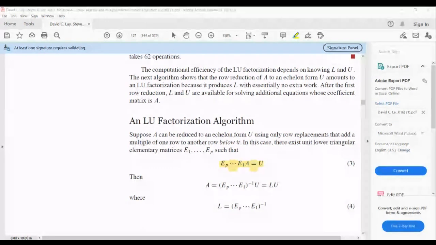And that means that the matrix A can be thought of as the inverse of the product of those elementary matrices times U. And that would therefore have to equal L times U. So L is equal to the inverse of the product of those elementary matrices.